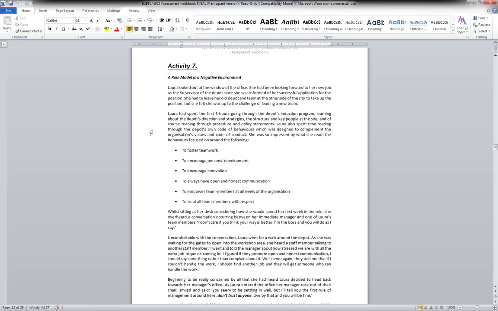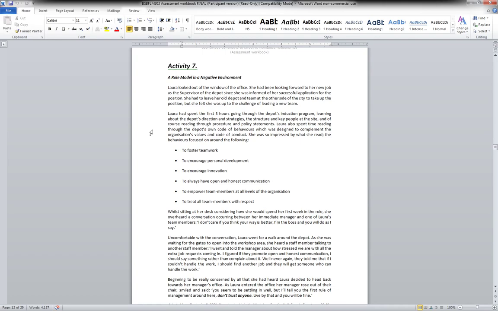She had to leave her old depot and team at the other side of the city to take up the position, but she felt she was up for the challenge of leading a new team. Laura had spent the first 3 hours going through the depot's induction program, learning about the depot's directions and strategies, the structure and key people at the site, and of course reading through procedure and policy statements. Laura also spent time reading through the depot's own code of behaviours, which was designed to complement the organisation's values and code of conduct. She was so impressed by what she read.